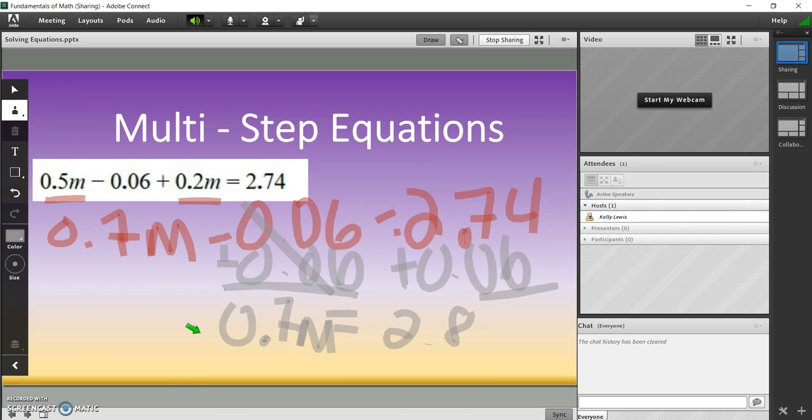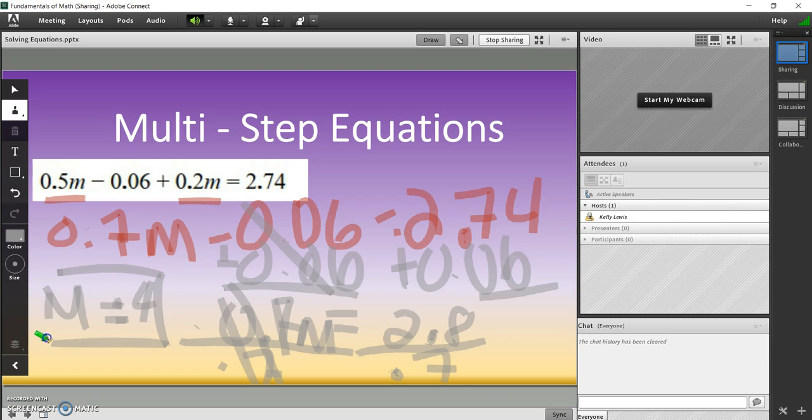All right. Now that 0.7 is being multiplied, so we're going to divide. And in our calculator, we're going to do 2.8 divided by 0.7, because those cancel, you get 1. So you get m equals 2.8 divided by 0.7 in our calculator. I don't expect you necessarily to know that off the top of your head. Is 4. Okay, and we get 4.